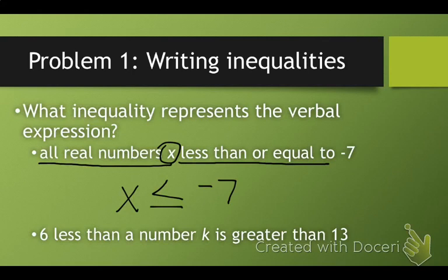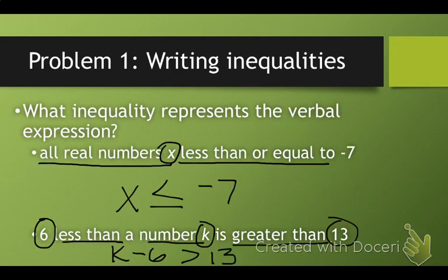In my second one here, 6 less than a number k is greater than 13. Now as we look at this, I see a lot of times students look at a question like this and are not sure which is supposed to mean the inequality symbol, because we are going to just be having one inequality symbol right now. And when I read that first half, 6 less than a number k, that makes me think that it is probably actually k minus 6. 6 less than a number k is greater than 13. So I end up with k minus 6 is greater than 13.